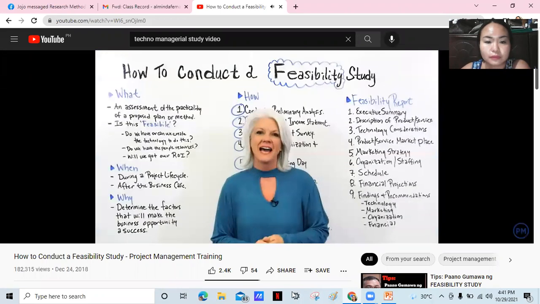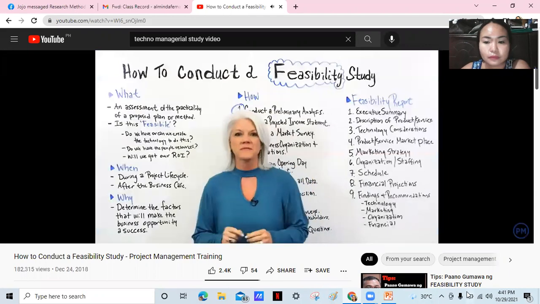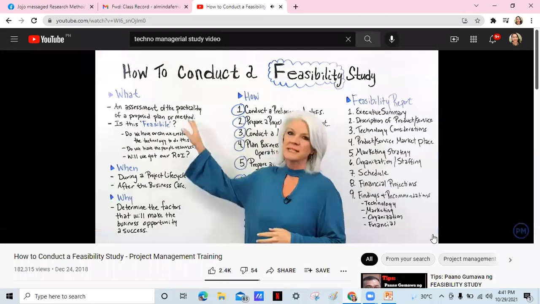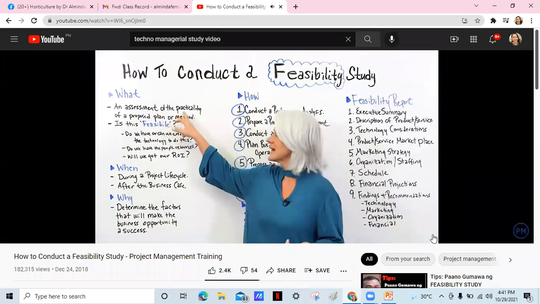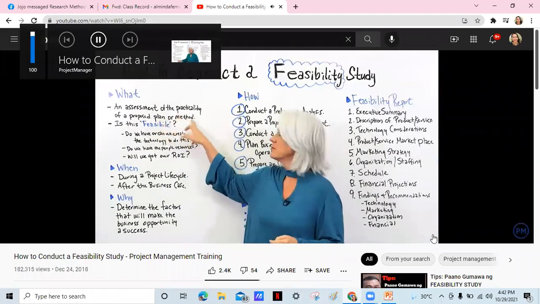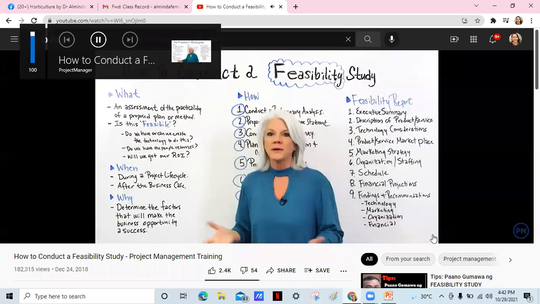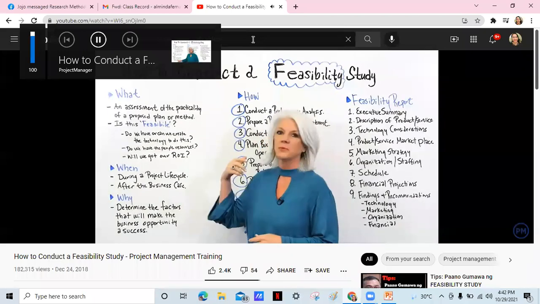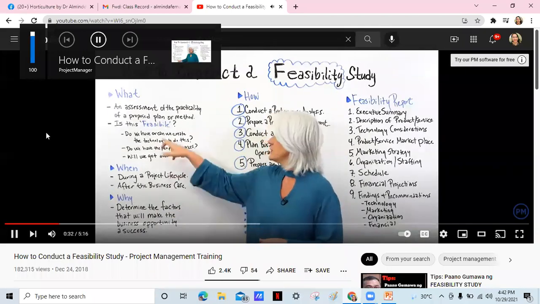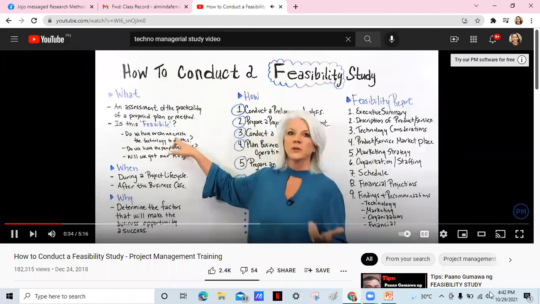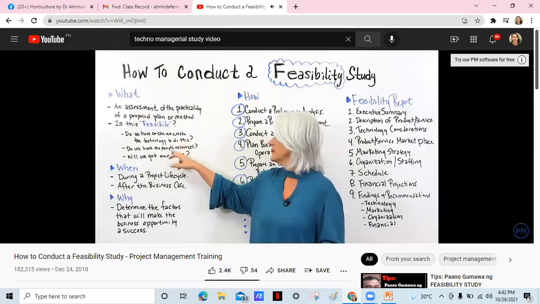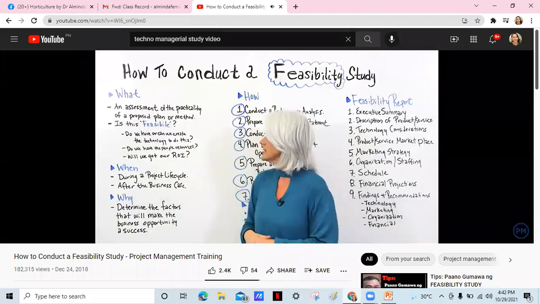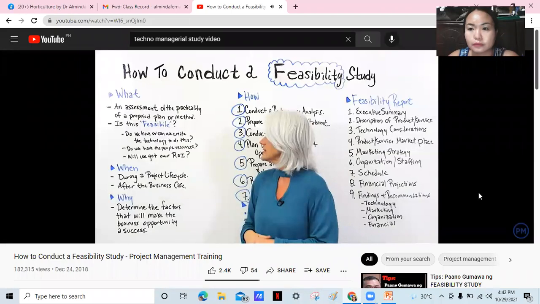Today we're talking about how to conduct a feasibility study. But first of all, I want to start with clarifying what a feasibility study is. Basically, it's an assessment of the practicality of a proposed plan or method. Basically, we want to know, is this feasible? Some of the questions we can hear people asking are, do we have or can we create the technology to do this? Do we have the people resource who can produce this? And will we get our ROI, our return on investment?